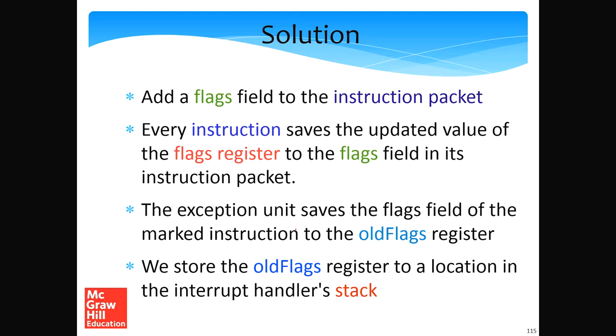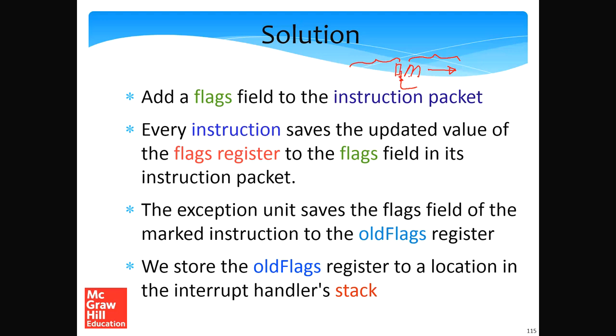So let's look at a better solution. It is true that the flags register is a part of the permanent state. If this is the marked instruction, then all the ones before the marked instruction in the pipeline need to complete, and none of the ones after can complete before the interrupt handler starts executing. The flags register that this marked instruction would have seen or updated is what needs to come back when we restart the program, right? When the instruction over here starts to execute, this is what it needs to see.